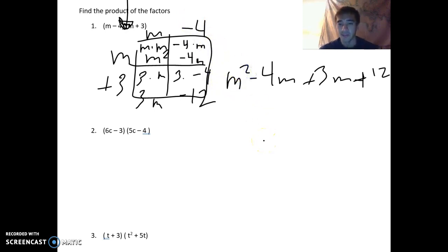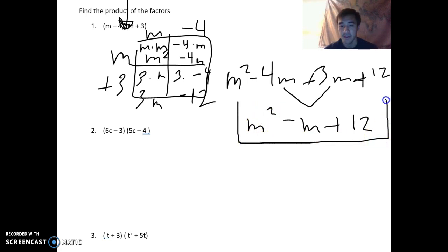Now we need to combine like terms. Think to yourself, what is a like term? It has two things. Hopefully you said it has the same exponent and variable. Therefore, these are our like terms. When we combine those, we get negative 1m, or negative m. We still have our negative 12 and our m squared. Now this is our final answer, so we can go ahead and box that. We also want to double check that we have it in standard form. Think to yourself, what's standard form? Did you say it's from highest to lowest exponent? Good job, you're right.